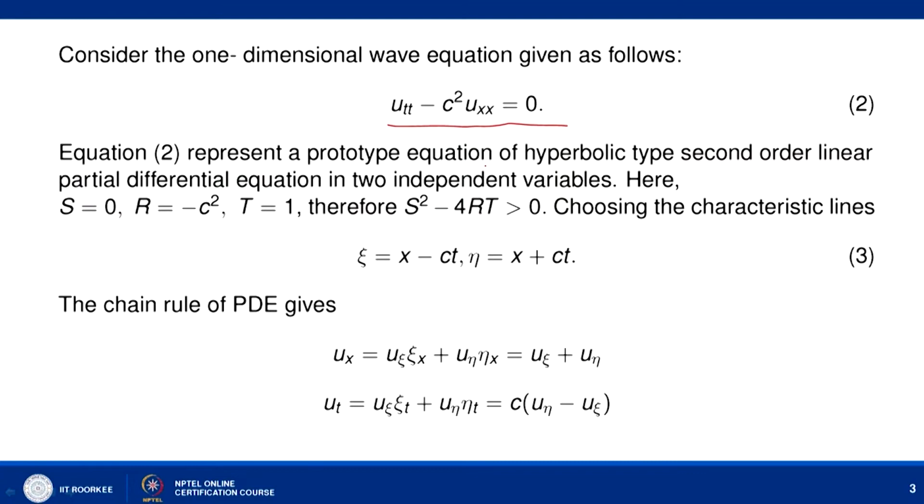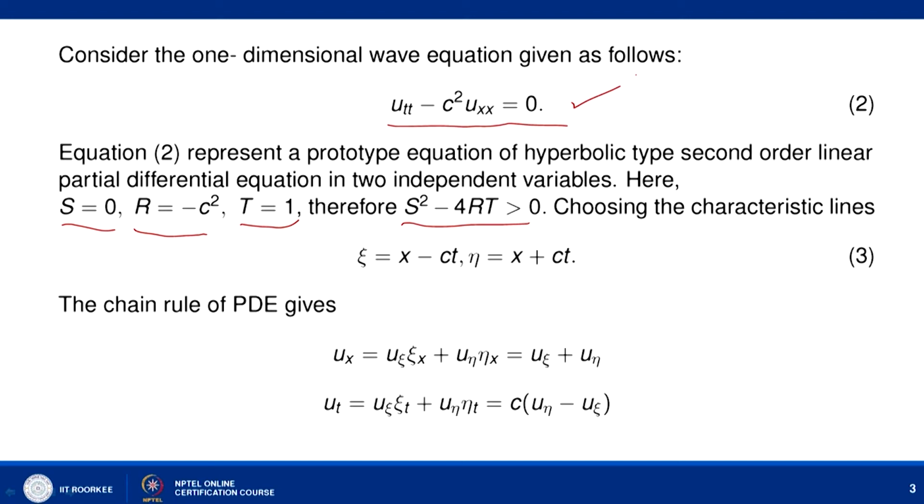Now, this equation 2 represents a prototype of a hyperbolic type second order linear partial differential equation in two independent variables. You can check easily that here s is equal to 0, r you can consider as minus c squared and t equal to 1, and s squared minus 4rt comes out to be positive. So this wave equation is a hyperbolic equation, and any equation of hyperbolic type can be converted into this simpler form.